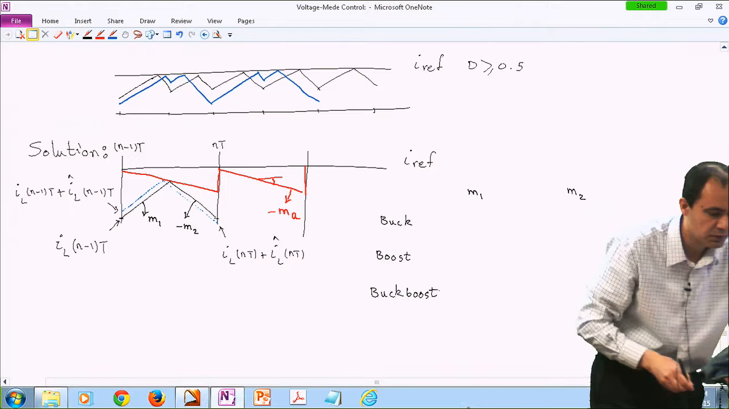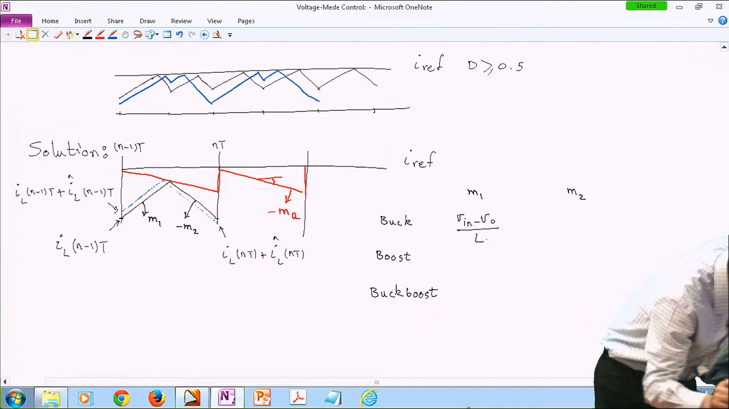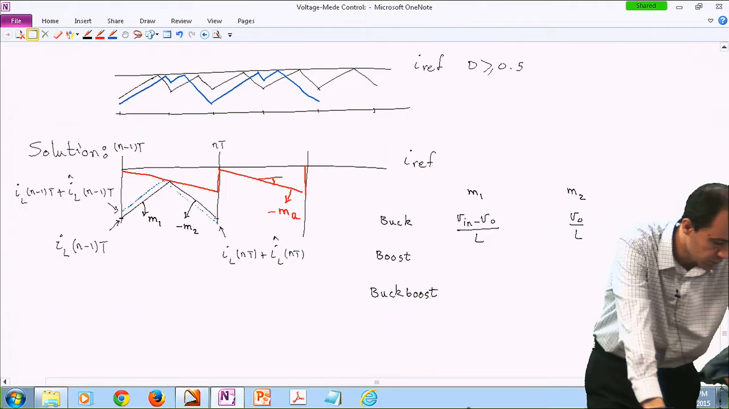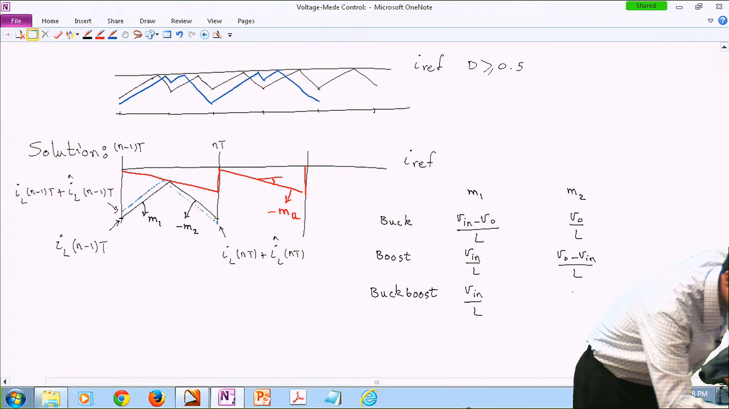So if you remember from the buck topology in mode 1, the switch is on, Vin minus Vout is applied across the inductor. So the slope is Vin minus Vout over L. In the second mode, the switch was off, the diode was on, and the output voltage appears across the inductor with a negative polarity. We already took the negative sign out, so the slope is Vout over L. For the boost, it's kind of the opposite. This is Vin over L, and this is Vout minus Vin over L. And for the buck-boost, it is Vin over L for mode 1 and Vout over L for mode 2.